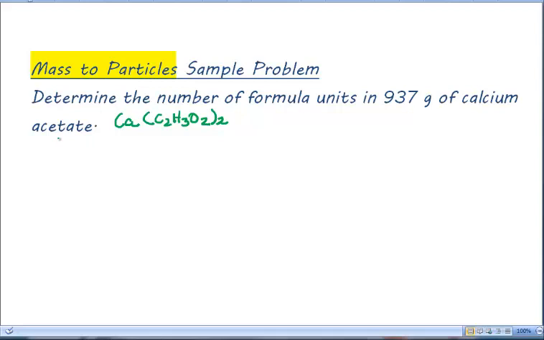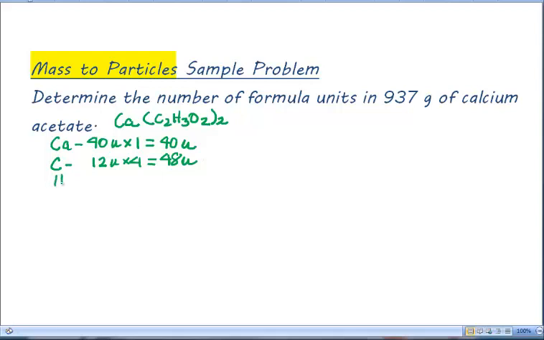Next, I need to calculate its formula mass. Calcium's element number 20 on the periodic table, it has a mass of 40 AMUs. It appears in the formula one time, and that takes care of calcium. Next up, carbon. By now I'm sure you know that it's got a mass of 12. It appears how many times in this formula though? Well, there's a 2 inside the parentheses, a 2 outside, so that's 2 times 2, it's a total of 4. So 48 AMUs for carbon.